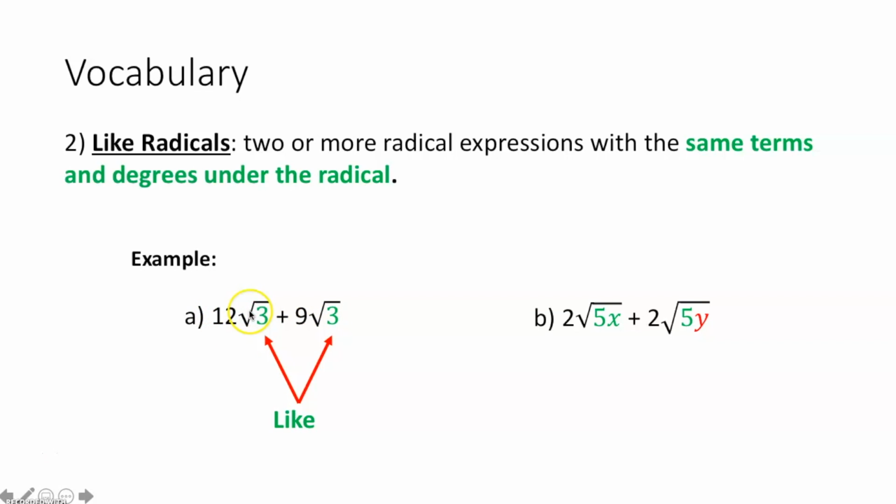Think about it as a variable. 12x plus 9x equals 21x. So in this case, 12 rad 3 plus 9 rad 3 would equal 21 rad 3. Here, you can see that the radicands do not match. This is 5x, this is 5y. Because they do not match, they are not like radicals, so you cannot add them together.